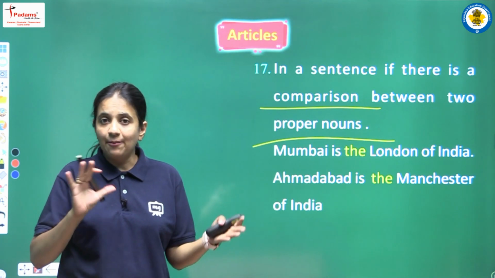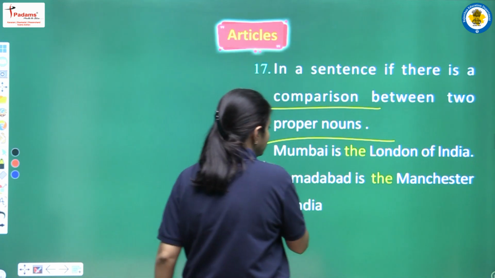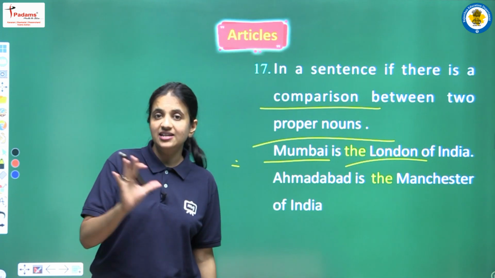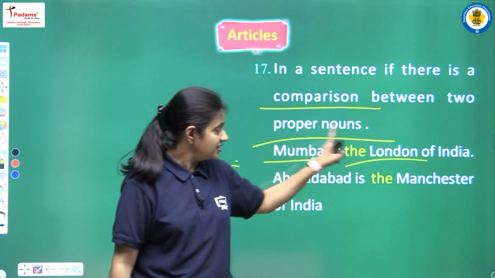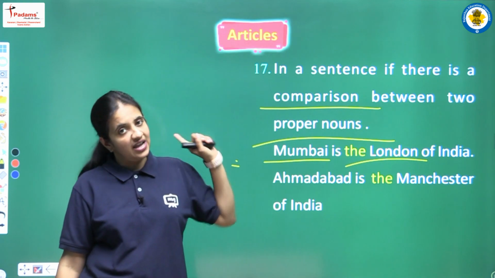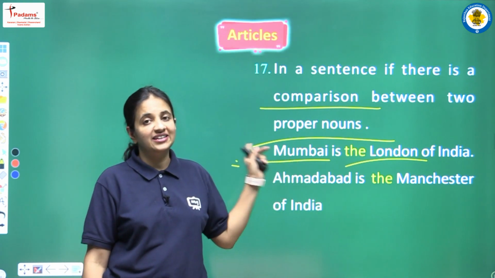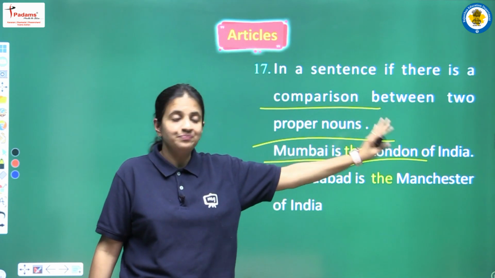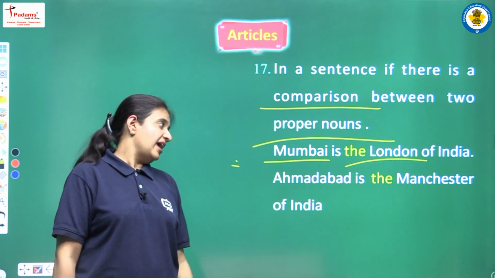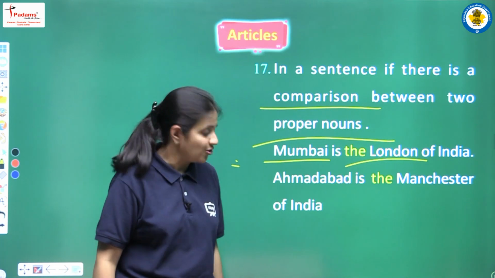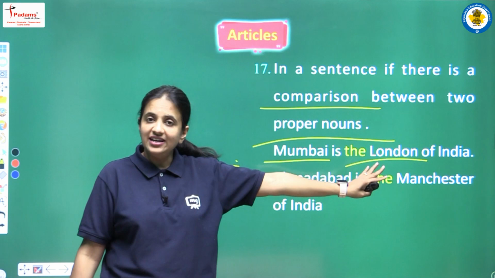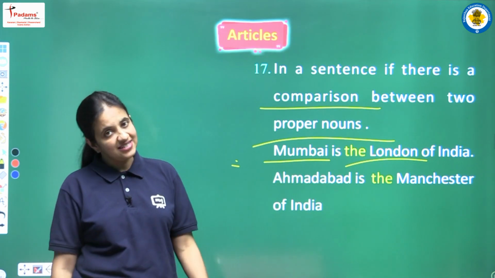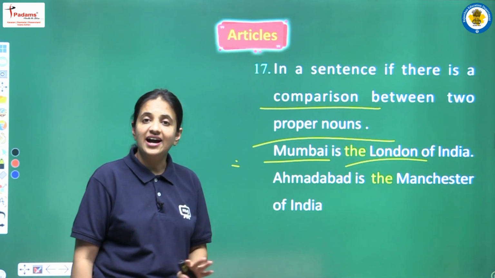So we are doing the comparison, and Mumbai and London are both proper nouns. In this sentence we have a comparison between two proper nouns, and this is the reason before the second proper noun we have "the" as an article, and the complete sentence will be: Mumbai is the London of India. Similarly, the second example is Ahmedabad is the Manchester of India. Again, Ahmedabad and Manchester are both proper nouns, and we have one comparison, and this is the reason we have "the" as an article.